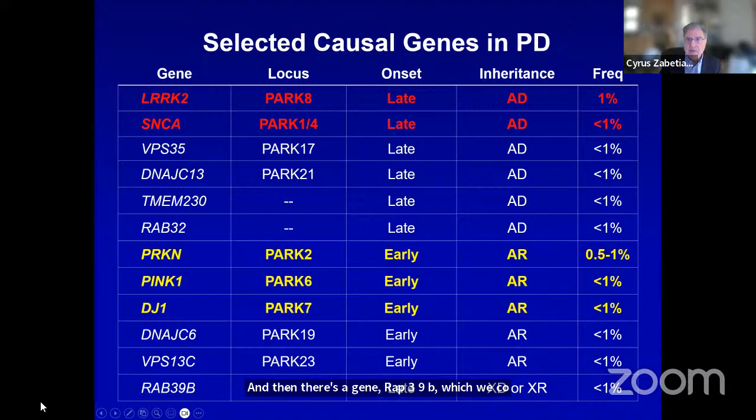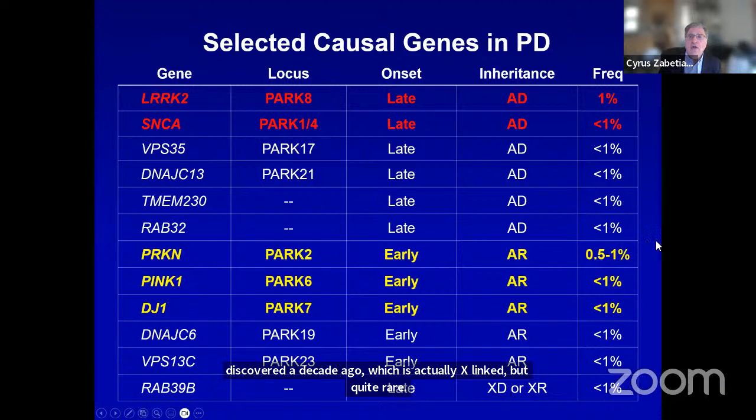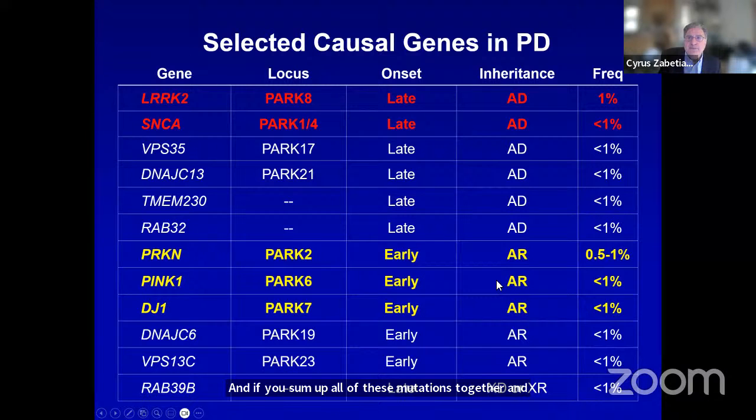And if you sum up all of these mutations together and you look at an unselected group of patients in North America, that's patients that you sort of take randomly off the street without regard to age of onset or family history, probably between 1% and 2% of those patients will have a mutation in any of these genes. Now, if they have a family history, that goes up substantially.